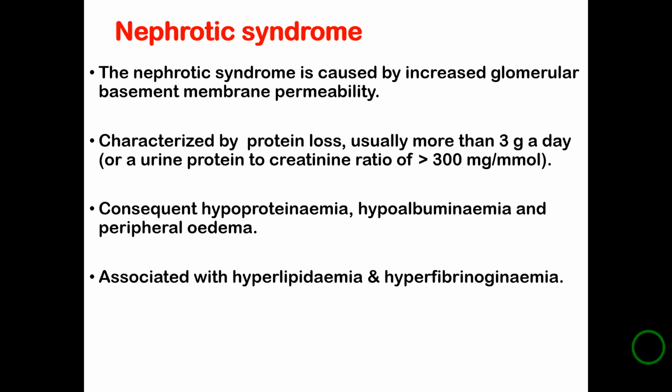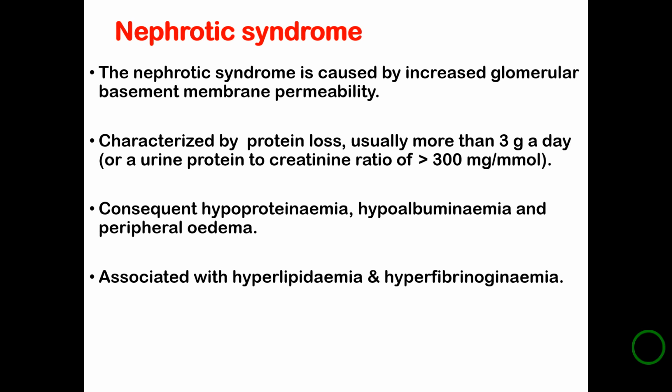Nephrotic syndrome is an example of a disease with proteinuria, and the defect mainly is in the glomeruli. So the type of proteinuria in nephrotic syndrome is glomerular proteinuria. The defect usually is characterized by heavy proteinuria, at least 3 grams per day, or we can measure it in another way by the ratio of protein to creatinine, which is more than 300 milligram per millimole.